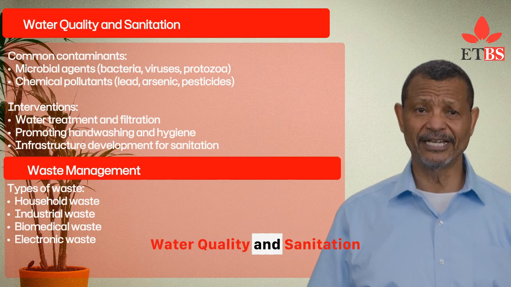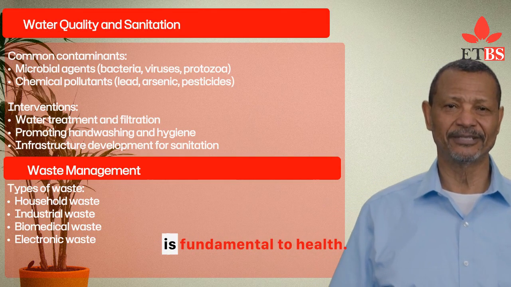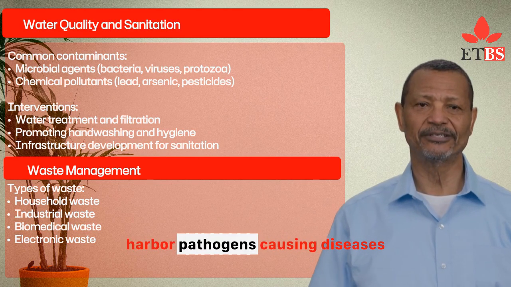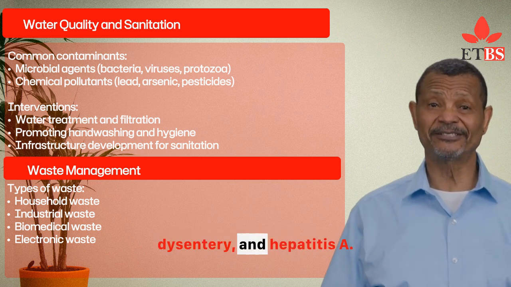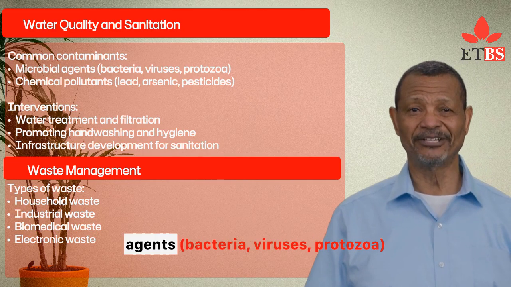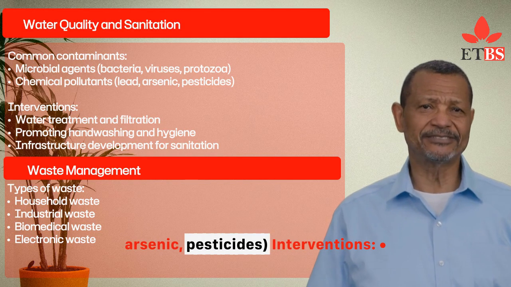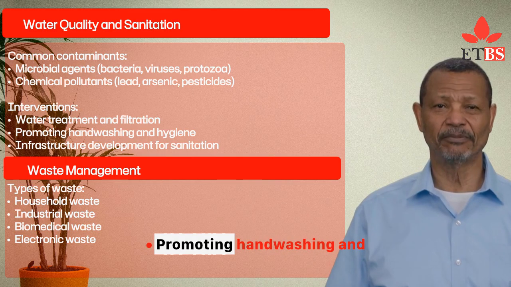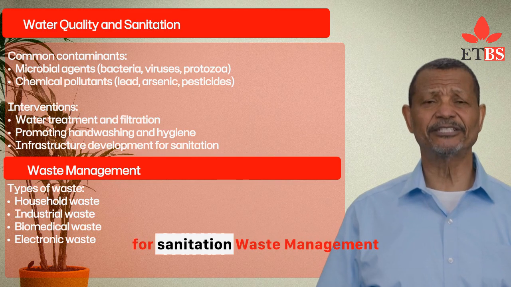Water quality and sanitation. Access to safe drinking water and proper sanitation is fundamental to health. Contaminated water sources can harbor pathogens causing diseases such as cholera, typhoid, dysentery, and hepatitis A. Common contaminants: microbial agents, bacteria, viruses, protozoa. Chemical pollutants are lead, arsenic, pesticides. Interventions: water treatment and filtration, promoting hand washing and hygiene, infrastructure development for sanitation.